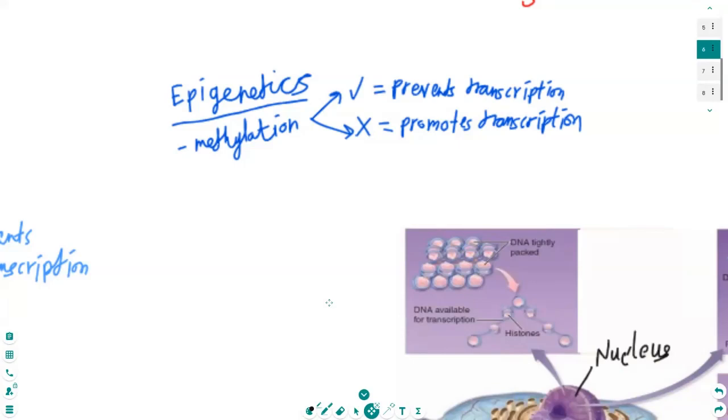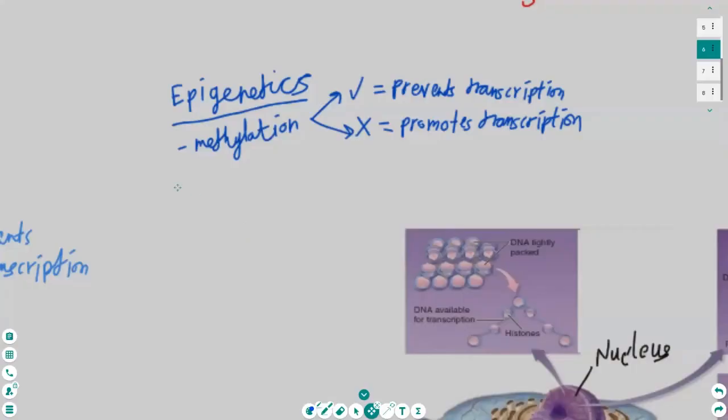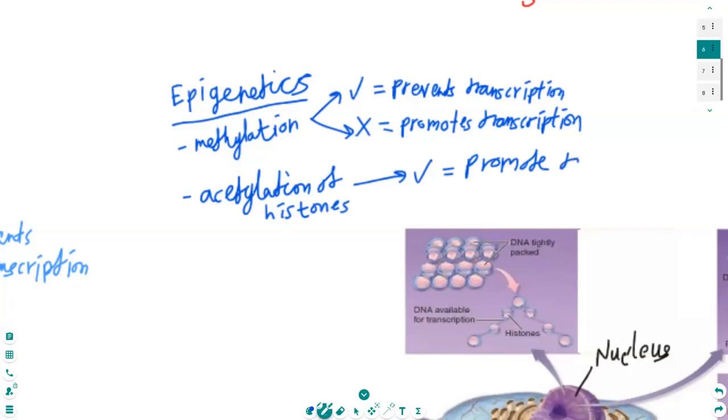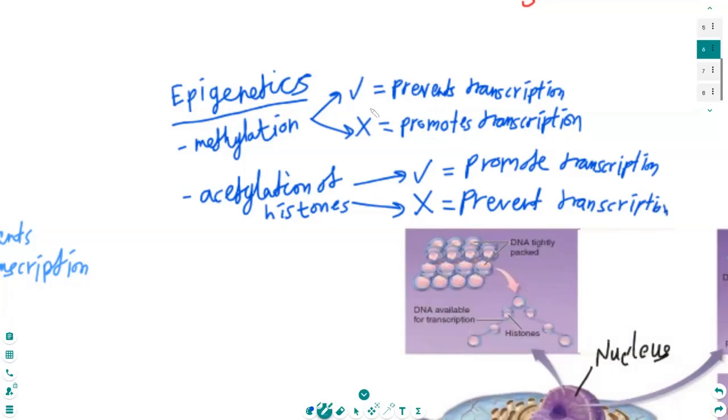But you don't just get histone methylation. We have histone acetylation as well, which is acetylation of histones. If you have histone acetylation, you promote transcription. But if you have histone deacetylation, you prevent transcription.